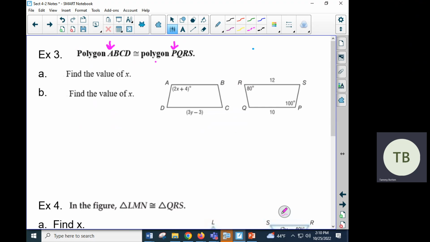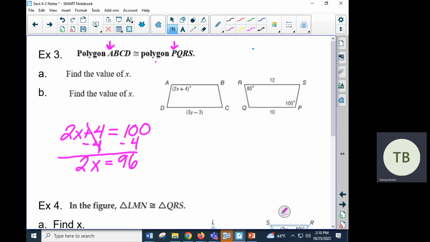So A is 2x plus 4. That's going to equal angle P over here, which is 100. And then I can just go ahead and solve that to find what X is. So I would subtract 4, and I would get 2x equals 96, divide by 2, and X would be 48.